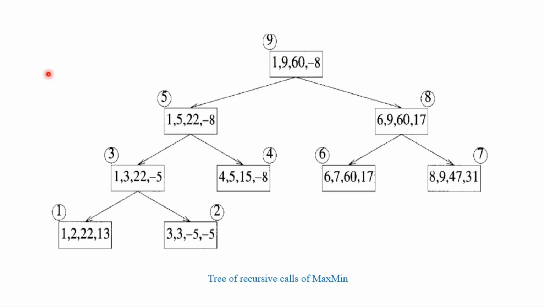So how is it done? By finding out the mid value. So mid is nothing but (i plus j) by 2, that is (1 plus 9) by 2, that is 10 by 2, which is equal to 5. So first sub problem will have i value 1, j is nothing but the mid value, and this 22 and minus 8 are representing the max and min values from this set of elements starting from the array with index 1 until the middle element, that is 5.